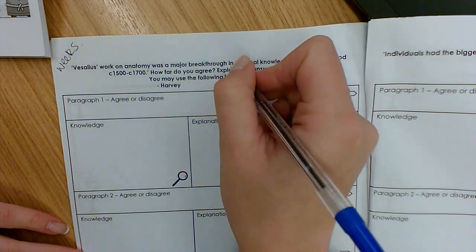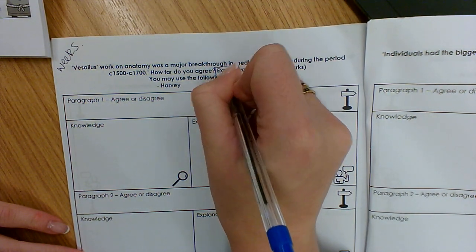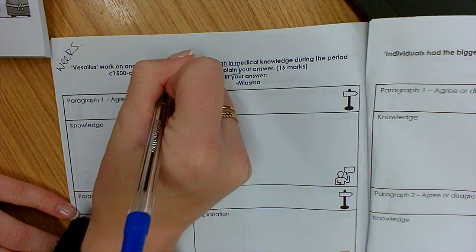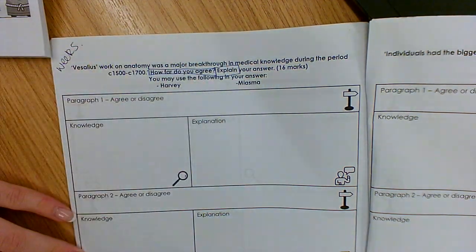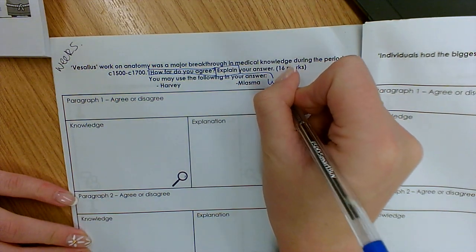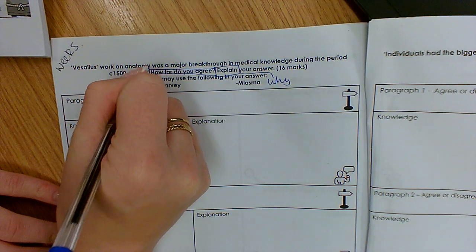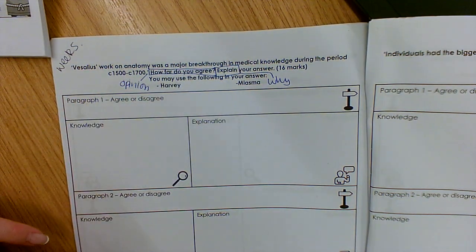So again, I'm going to bug the question, I'm going to box the command word. So the word that obviously I'm going to need to box is explain, because that's about giving reasons why. But I'm also going to draw a box around how far do you agree, okay? Because it's asking me why, but it's also asking for my opinion. It's asking, what do I think?